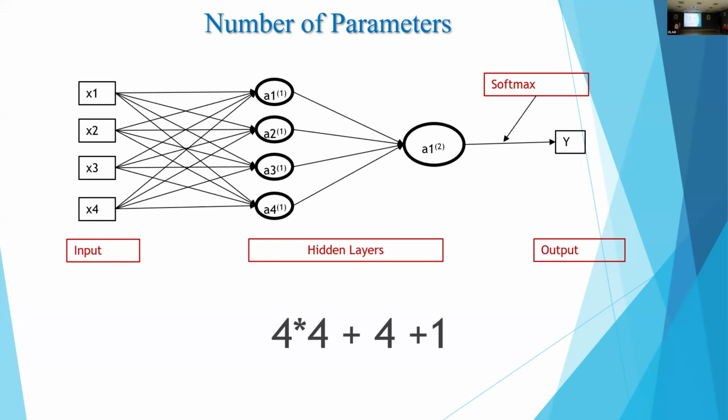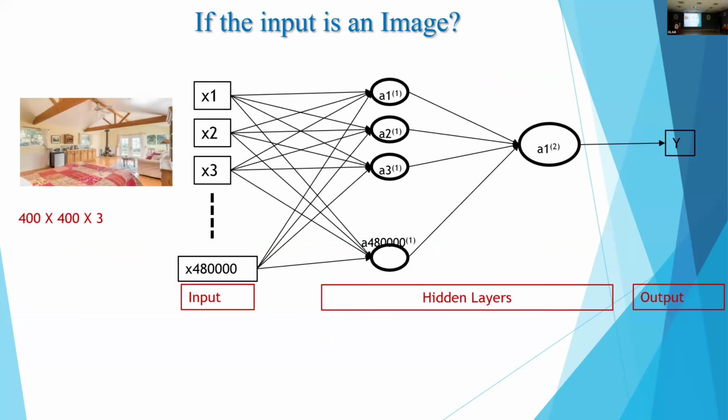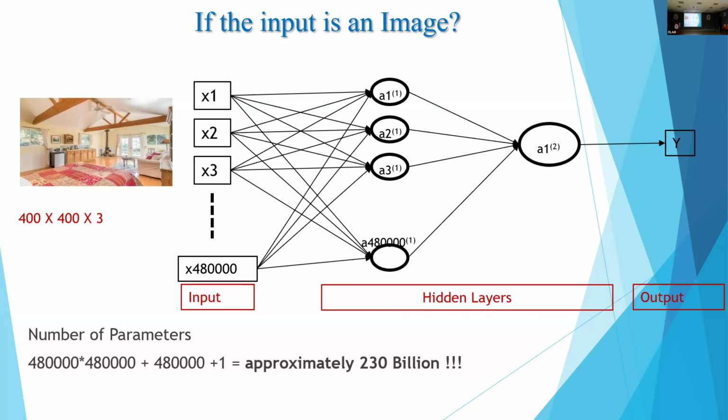Now, life is very simple because I have only 4 inputs. Suppose I am showing this image to the network. How many parameters? This is 400 cross 400 size, times 3 due to RGB. So we have 48 lakh inputs, then 48 lakh and then 1. So how many parameters? 48 lakh cross 48 lakh plus 48 lakh plus 1, approximately 30 billion parameters. Will the network learn? Will you be able to learn that many parameters? No.